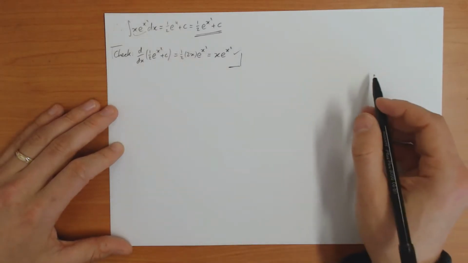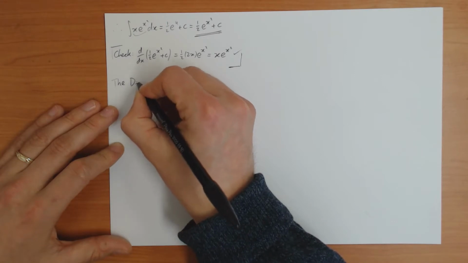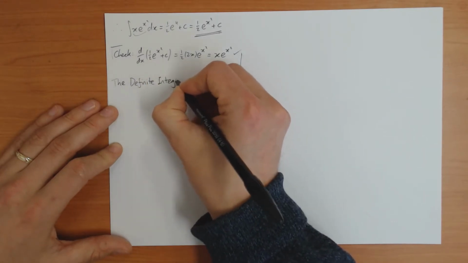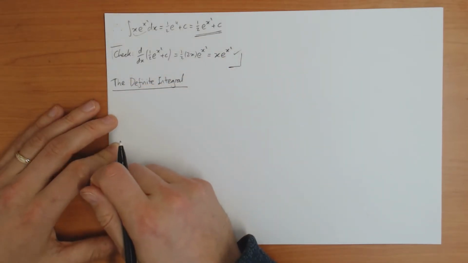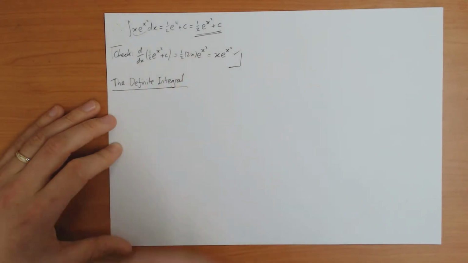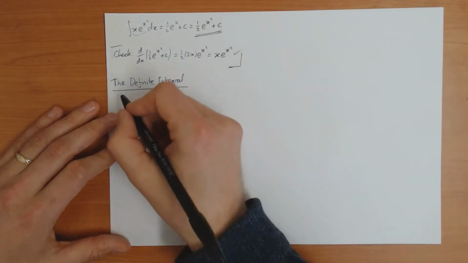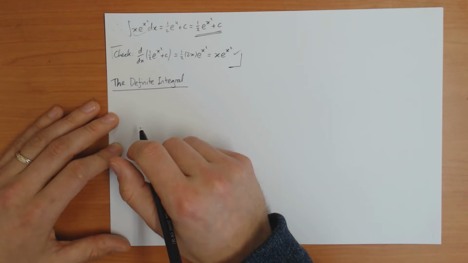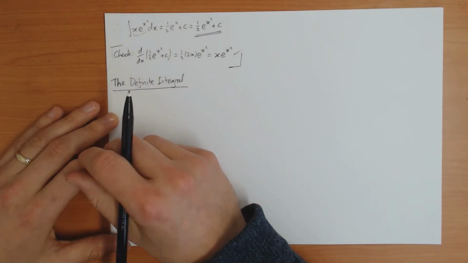So there's another definition of the integral, which is known as the definite integral. It is defined in a way which originally will seem quite different, but as the name suggests, is closely related to the indefinite integral. So, the definite integral is defined in terms of area.